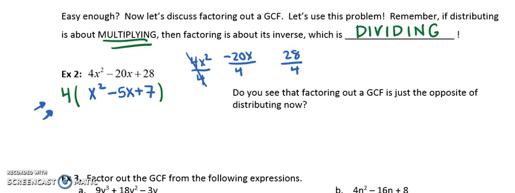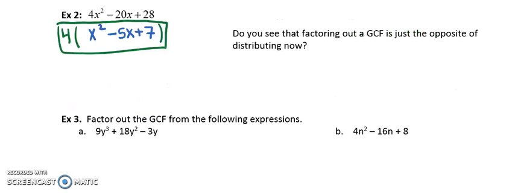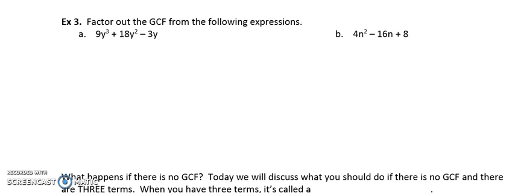So I've drawn this out for you over here, but you don't have to do that. Some of you can do it in your head. I just like to show everybody. And now you have officially factored. So hopefully you see now that factoring out a GCF is just the opposite of distributing. And it gets a little bit more complicated when we have letters, but let's talk about it. Factor out the GCF from the following expression. So the biggest number that divides into 9, 18, and 3 is 3. This has a y, this has a y, and this has a y.